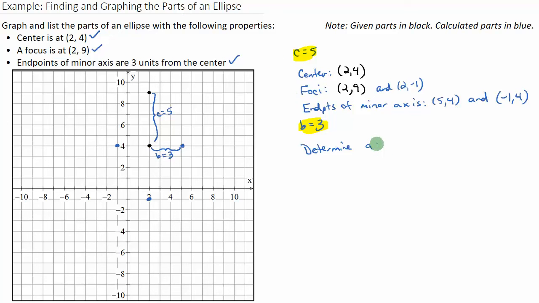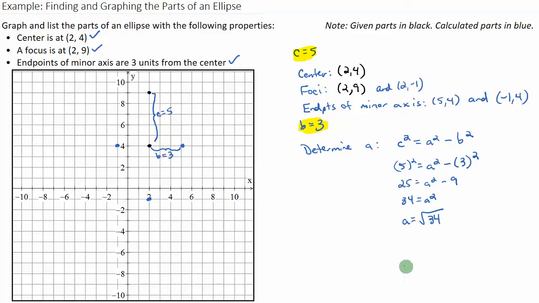And I can do that with the equation for an ellipse. C squared equals A squared minus B squared. So I'll plug in C and B. So C is 5. That means 5 squared equals A squared minus B squared. So 25 equals A squared minus 9. I'll add 9 over to get 34 equals A squared, and take the square root to see that A is the square root of 34.